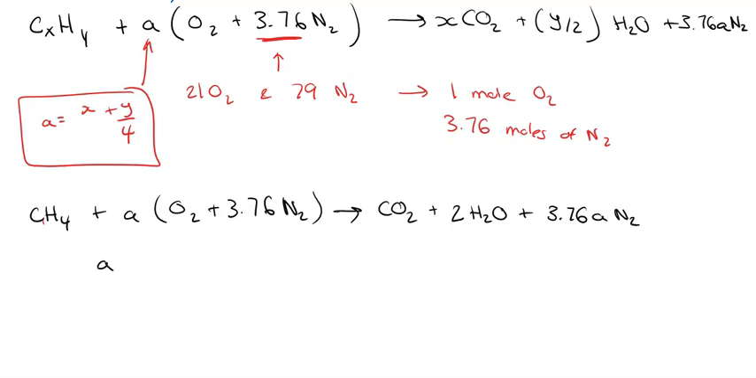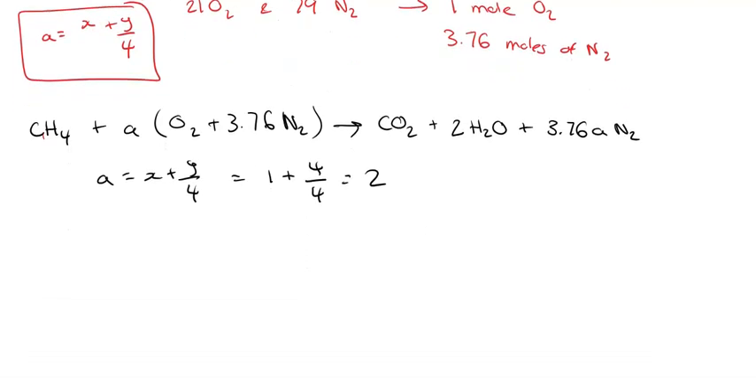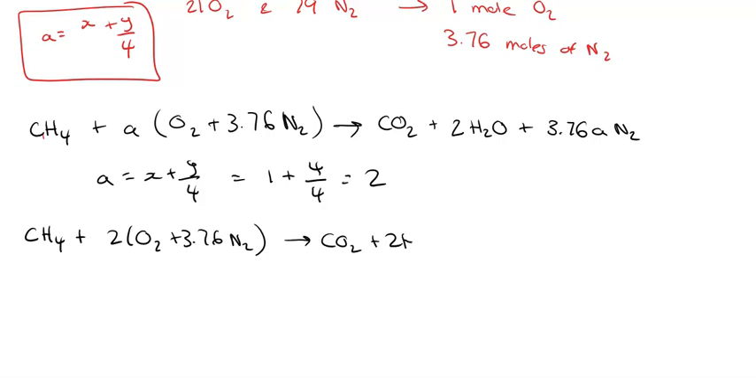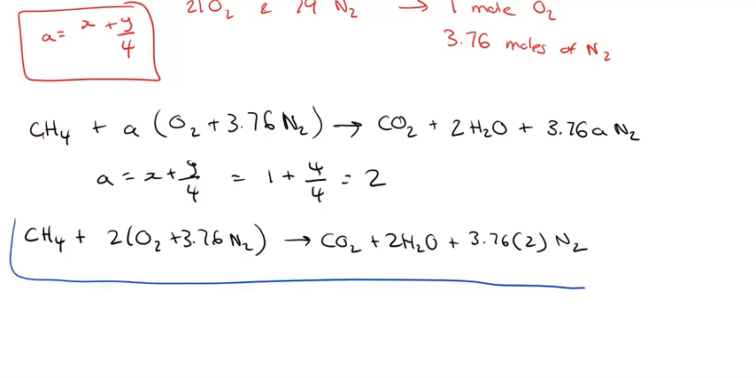Now we can go ahead and calculate A. A is equal to X plus Y over 4. So we have 1 plus 4 over 4. So our A value is 2. If we go ahead and incorporate this, we get the following stoichiometric equation. And you can multiply the A value by 3.76, but I'm just going to leave it as is for now. That would be your stoichiometric equation, and I'll put a little box around it.